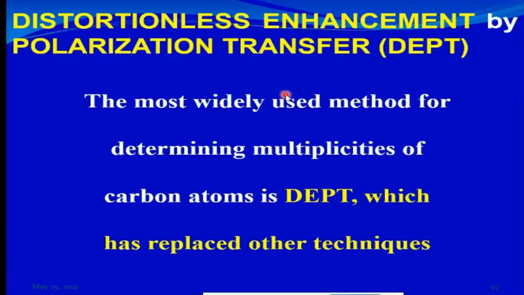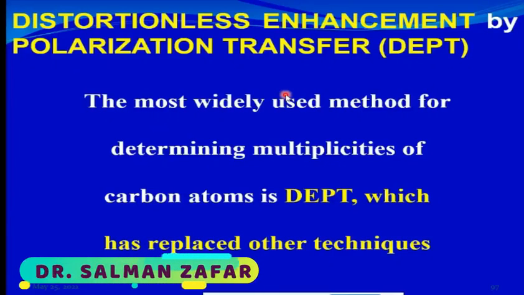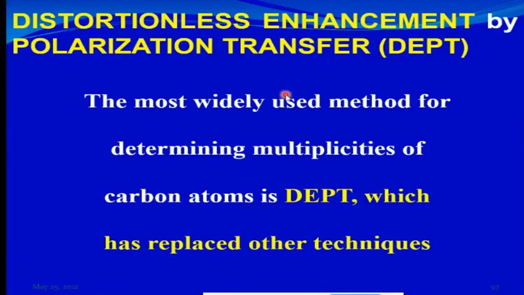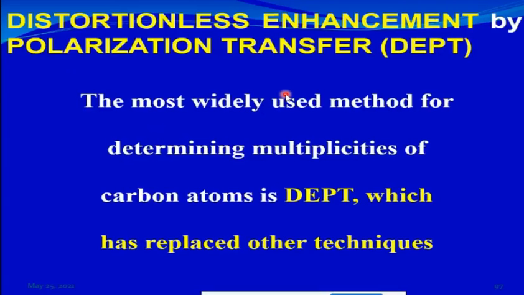What I was talking about is distortionless enhancement by polarization transfer. DEPT has been replaced by DEPT. DEPT is insensitive nuclei enhancement by polarization transfer. In DEPT, sometimes you see distorted signals. That might be a problem for the readers if they have distorted signals. So DEPT does not have those distorted signals, and that is why it is known as the distortionless enhancement by polarization transfer. So it is distortionless, no distortion in the signals.